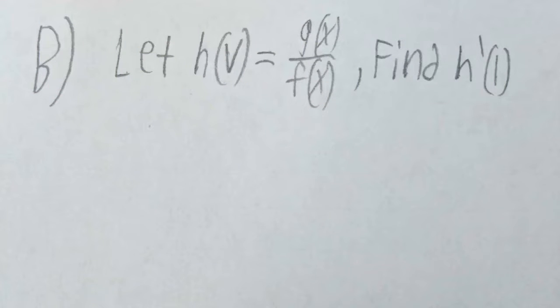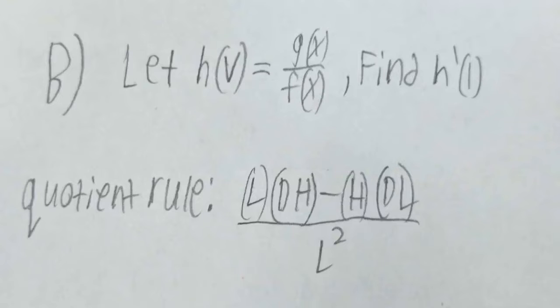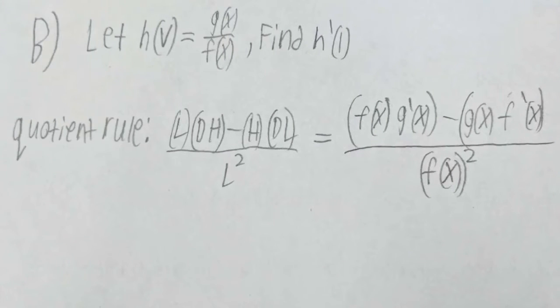For part B of question 6, let h of x equal g of x over f of x, and then find h prime of 1. To figure out h prime of 1, you're going to use the quotient rule, low d high minus high d low over low squared. This becomes f of x times g prime of x minus g of x times f prime of x over f of x squared.